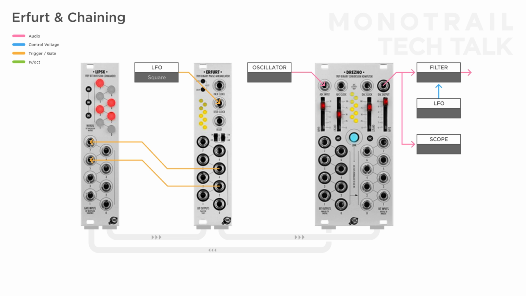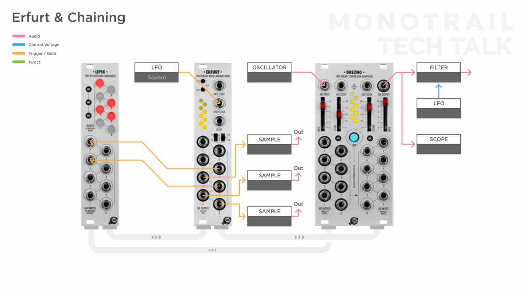Even though in this setup audio rate signals are passing through the chain with Erfurt in it, gate patterns on Erfurt are still generated with the speed of the clock. So again, you can use those to trigger percussion or other things in your patches as well.